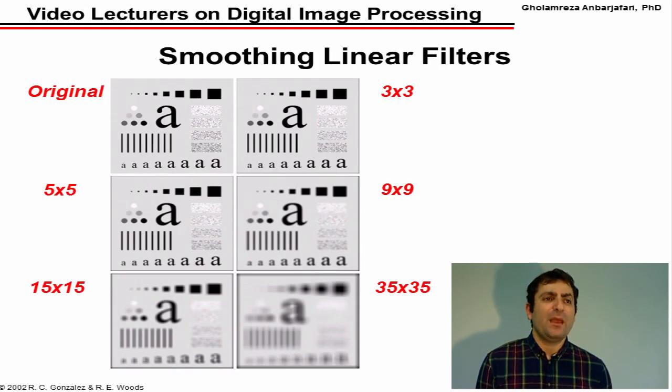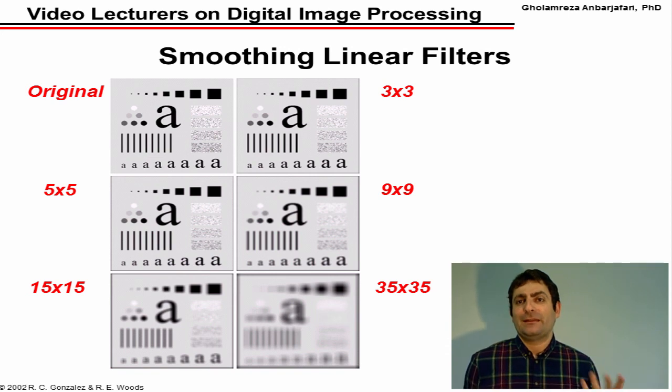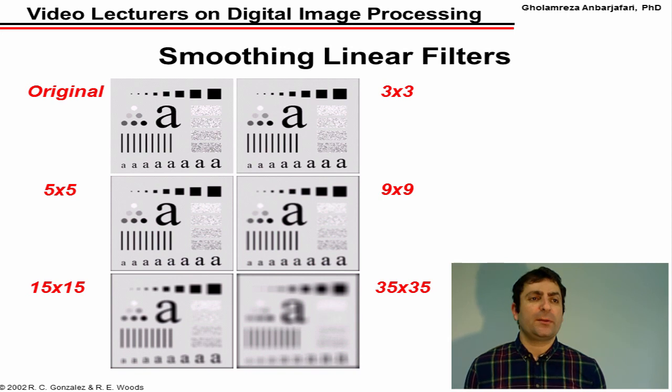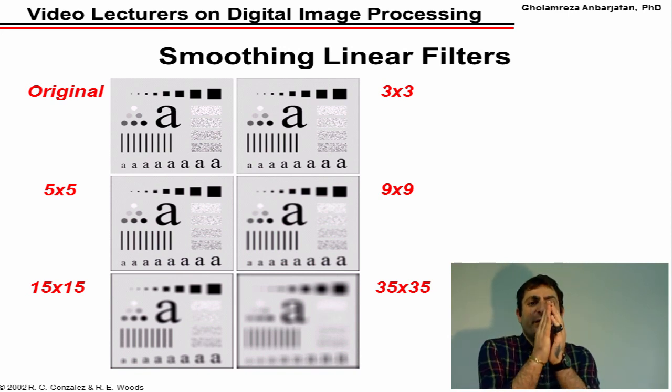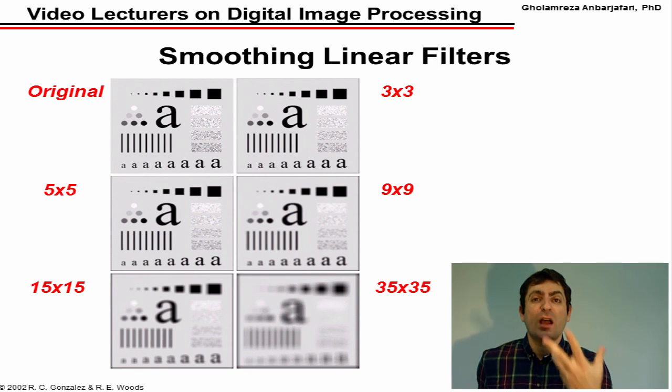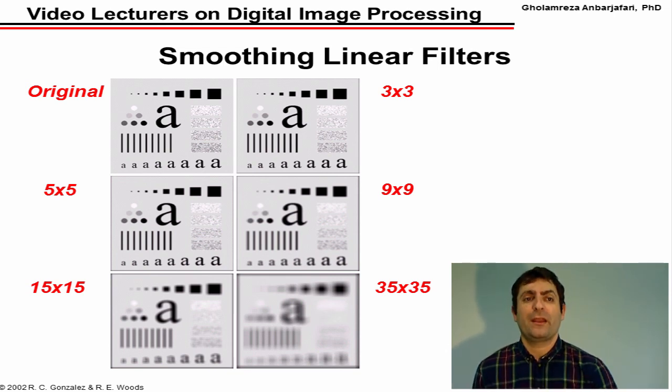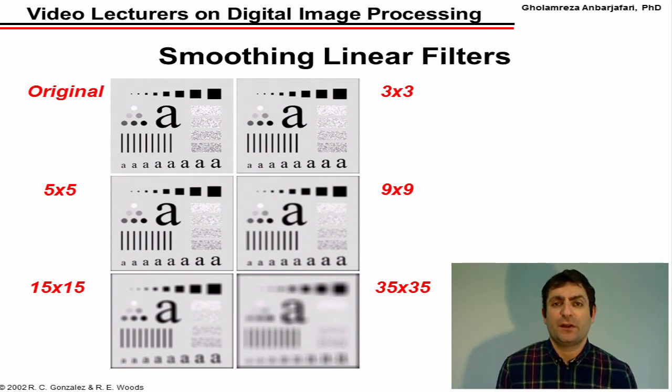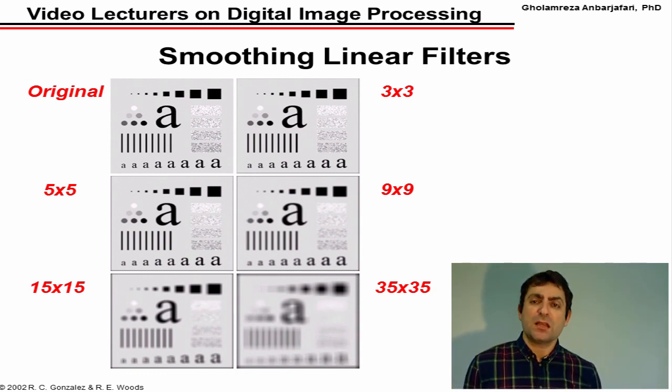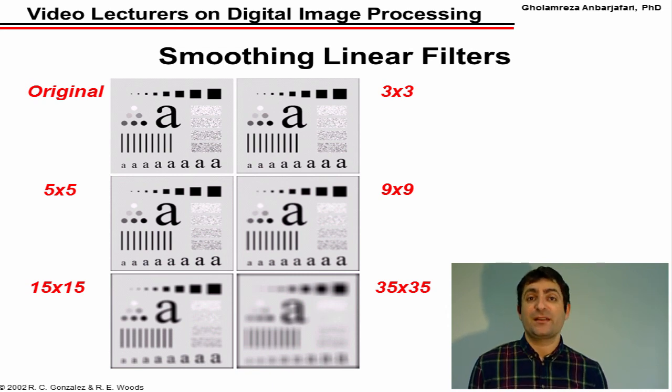Here you can see an image and the effect of changing the size of the mask. The averaging filter, which is doing the smoothing, is also doing the blurring effect. As you can see, as we are increasing the size of the mask, we are causing more smoothing, more blurring effect. As here, which is from the Gonzalez and Woods book, when the size goes to 35 by 35, you can see it's quite blurred, but it's very smooth. So if we have some high frequency noise, then it will all be removed.